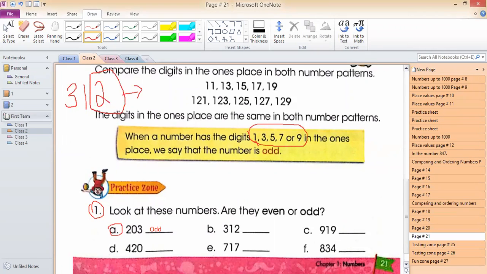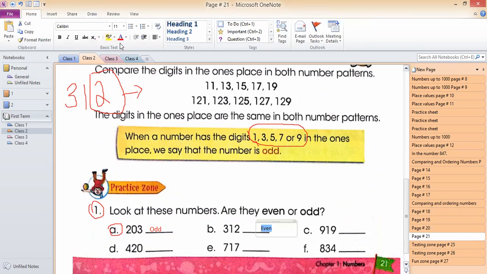Okay, very good. Because the last digit is 2, that's why it is an even number. The last digit is 2 and 2 comes in the table of 2, so that's why it is an even number. So 312 is an even number, guys. So write even here on page number 21. This is even.